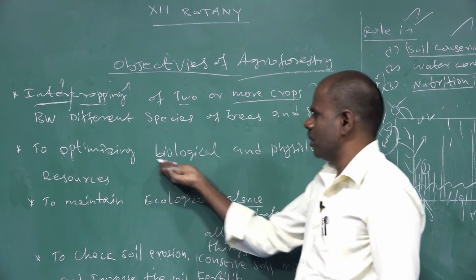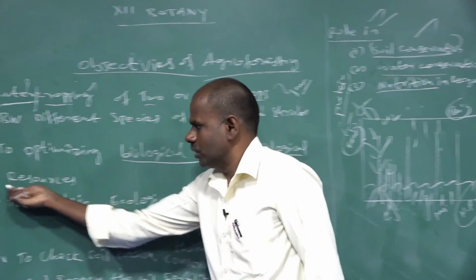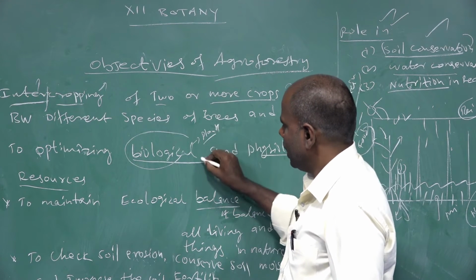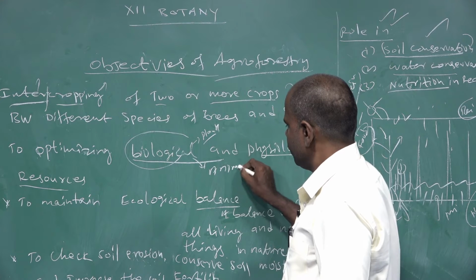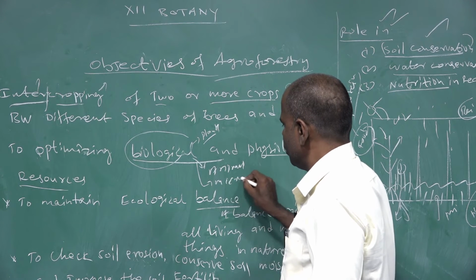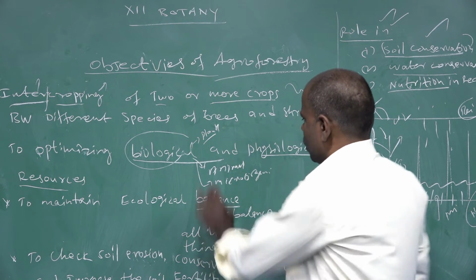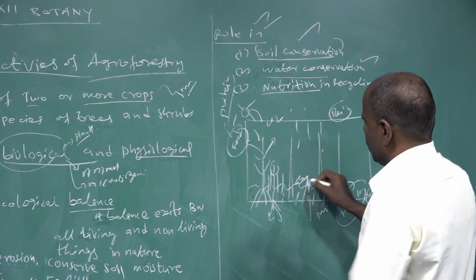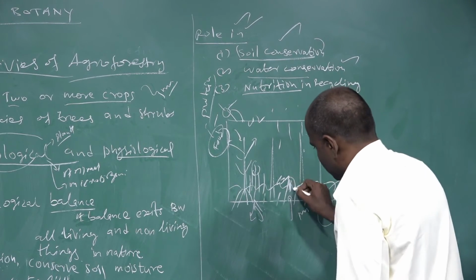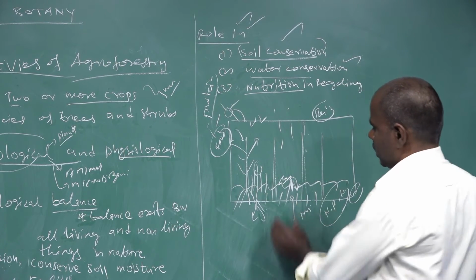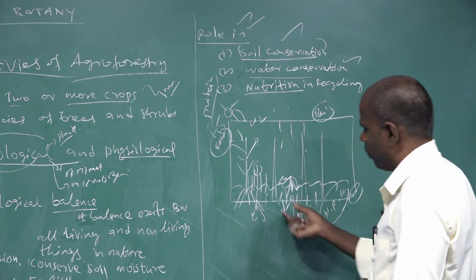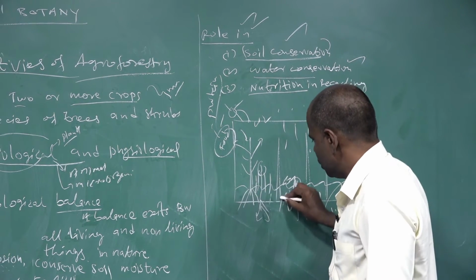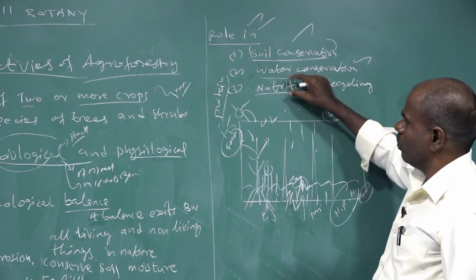The second one is to optimize biological and physiological resources. What are biological resources? Biological resources are plants, animals and some types of microorganisms. These are useful for both benefits. We cultivate some types of animals, and these animals produce waste materials such as cow dung. This cow dung is used as farm manure in the soil, which increases soil fertility and helps recycle nutrients naturally.